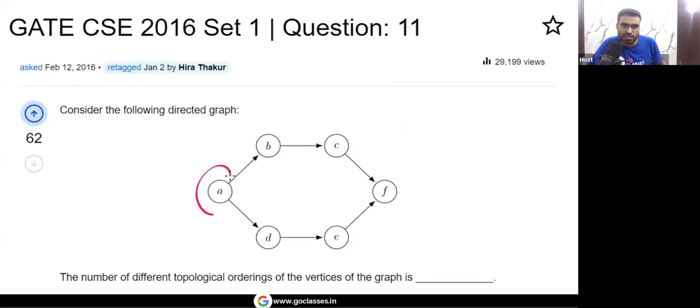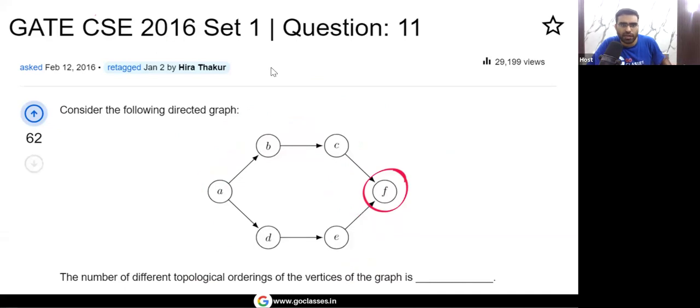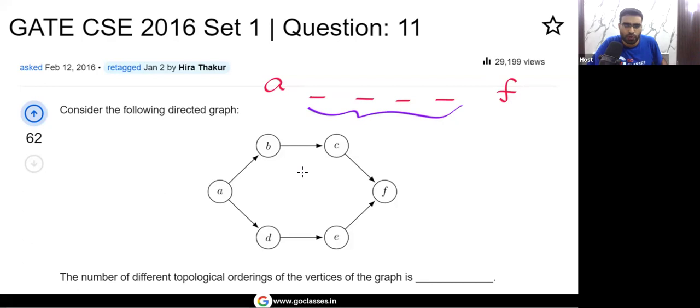So the smart method is, see, you have to start with A and you have to finish at F, right? Tell me, is it possible that after F something can come? No. You have to start with A, you have to finish at F. Now there are four positions. In these four positions, you can notice what you can do, let me tell you.